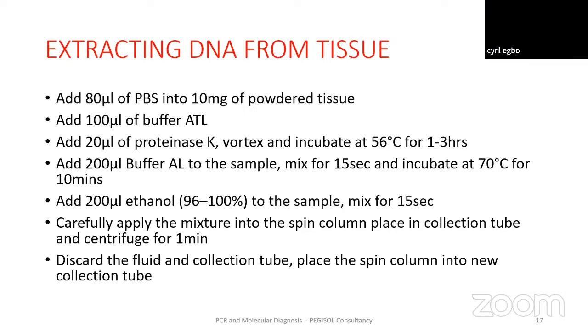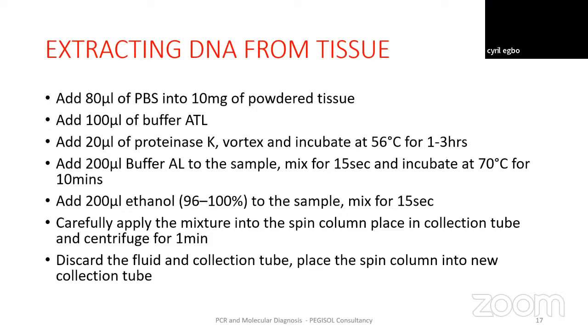Then after which you add 100 microliter of buffer ATL. This buffer ATL is specific for tissue when you are extracting DNA from tissue. So you will still see it in this kit, in case you want to extract from tissue, or in case you want to extract from any other thing. So it's there, it's just for you to pick the one that you want to use.